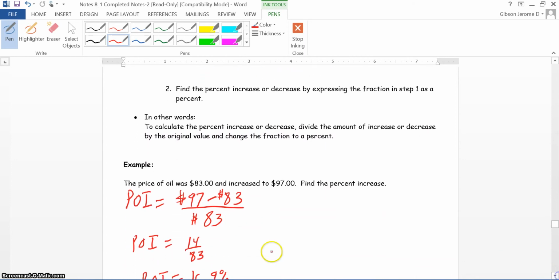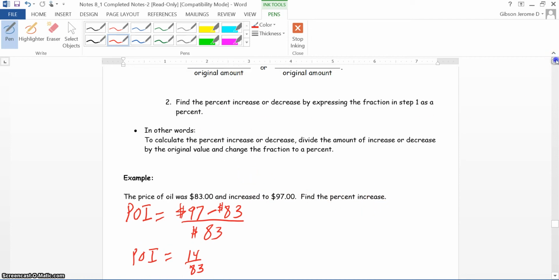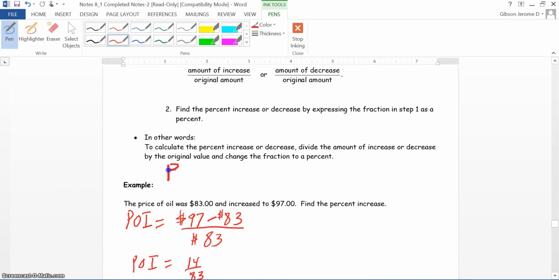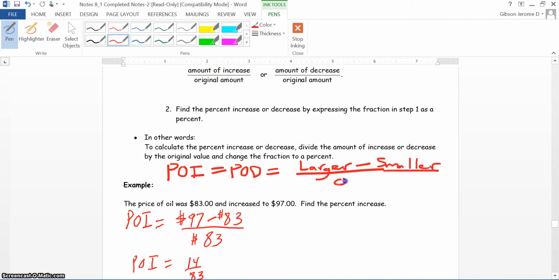Now for an example, I went through here and took the liberty of filling this out. It says the price of oil was $83 and increased to $97. Find the percent increase. Now one thing I want to tell you, and I want to show this here: I abbreviate percent of increase as POI. Now percent of increase and percent of decrease both have the same formula. And I'm going to give you a simpler formula. You would take the larger number minus the smaller number and divide it by the original number.